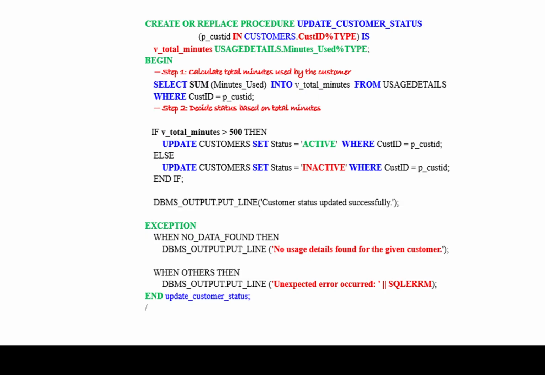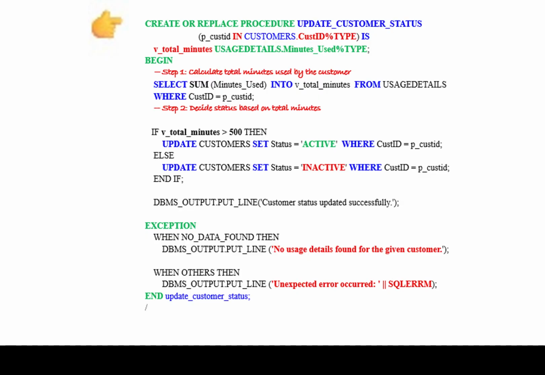All right, students. Now that we clearly understand the scenario, the tables, and the business rule, let us convert that logic into a real PL/SQL procedure. Please don't rush. We will understand each line slowly because this is exactly how examiners expect you to think. Procedure header. Create or replace procedure update_customer_status (p_cust_id in customers.custid%type). Students, let me explain this.